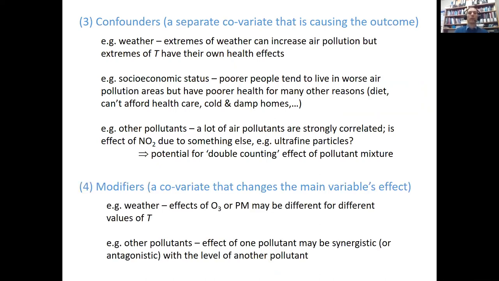A similar problem that we have in epidemiological studies are the so-called modifiers. So that's a covariate that changes the main variable's effect. And again, weather is another one of those as an example. By modification, I mean that the influence of the air pollution is different for different levels of, say, temperature. So if we're in a heat wave, for example, which might have high ozone levels, the person may be stressed already because of the high temperature, and therefore they may be more susceptible to the ozone than they would have been to that level of ozone if the temperature was lower, and similarly for other pollutants.